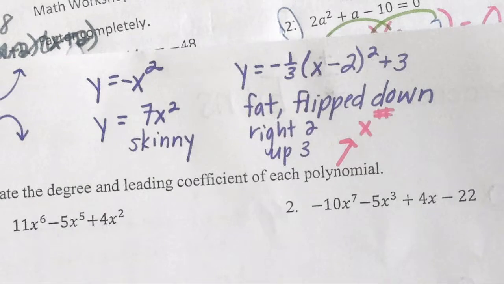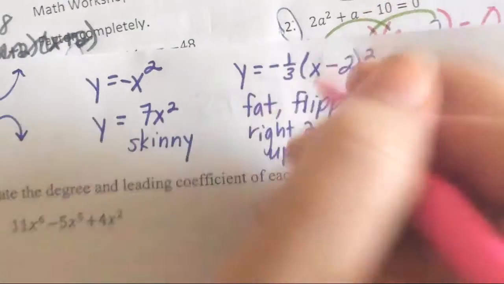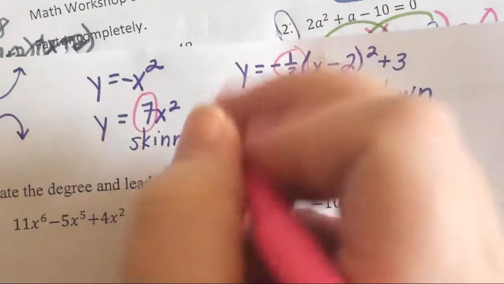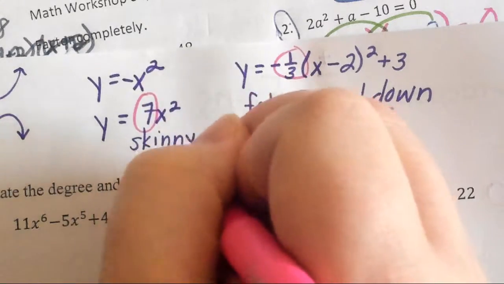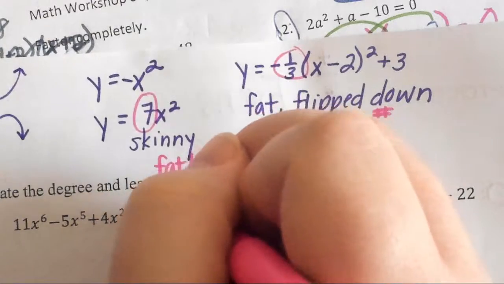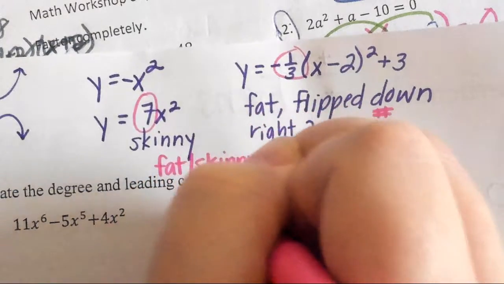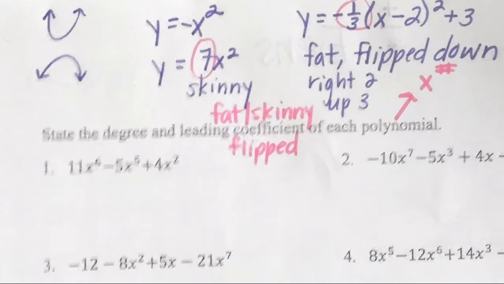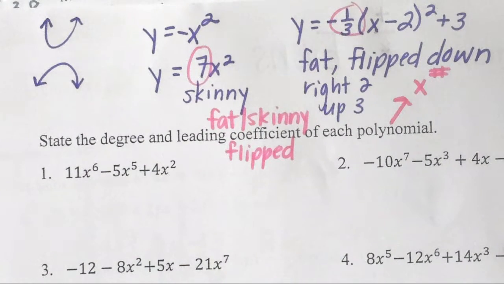Okay, so you and I figured out it was fat or skinny by looking at the number in front of that x squared, right? Whatever was in front of the x squared told you whether or not it was fat or skinny. In the same way, the leading coefficient is going to tell us if we're fat or skinny. And if it's negative, it's going to tell us whether or not our graph is flipped. So we really need to know that leading coefficient, because it's still going to tell us, am I fat or am I skinny? And then have I been flipped up or down?